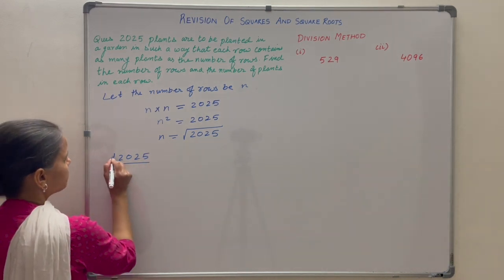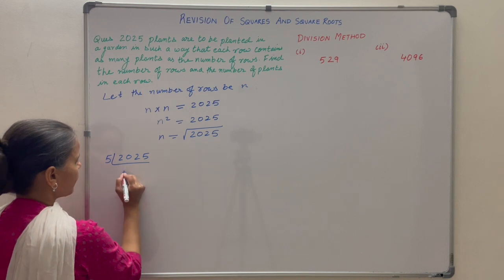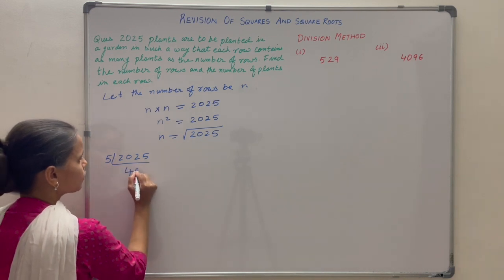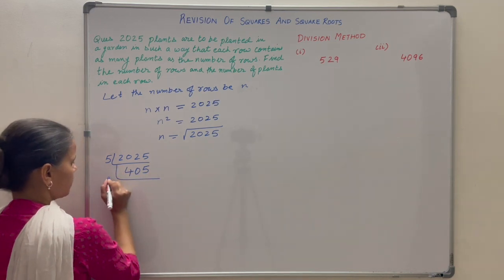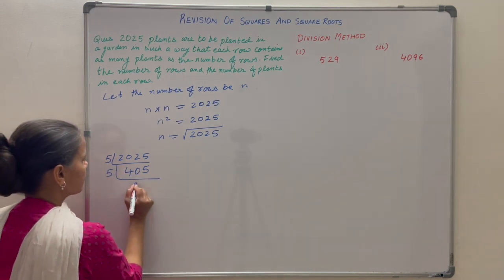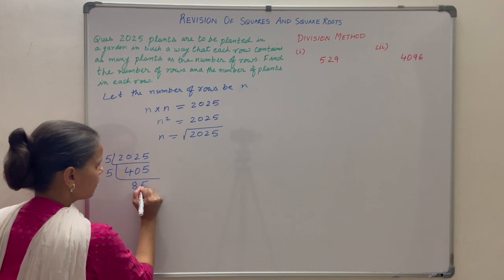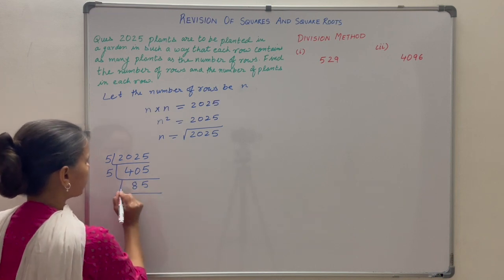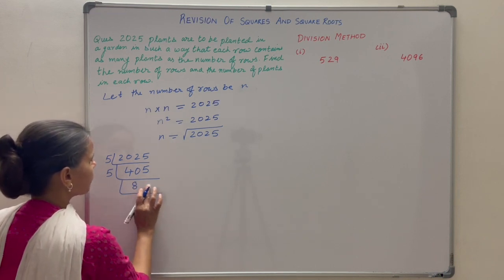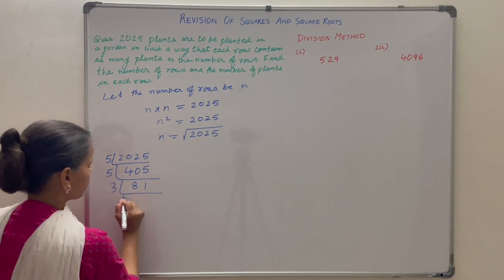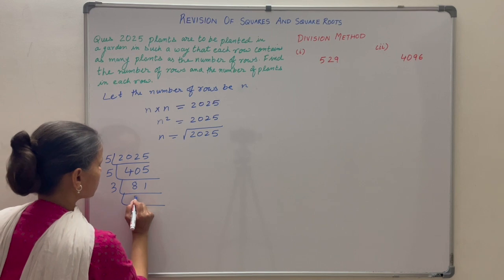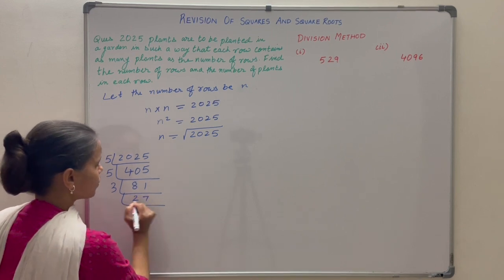First we will divide it by 5. So 5 fours are 20. 2 will not go, so we will put it 0. 5 fives are 25. Now let us divide by 5 again. 5 eights are 40 and 5 fives are 5. 5 ones are 5. Now it will go by 3. 3 twos are 6. 3 sevens are 21.